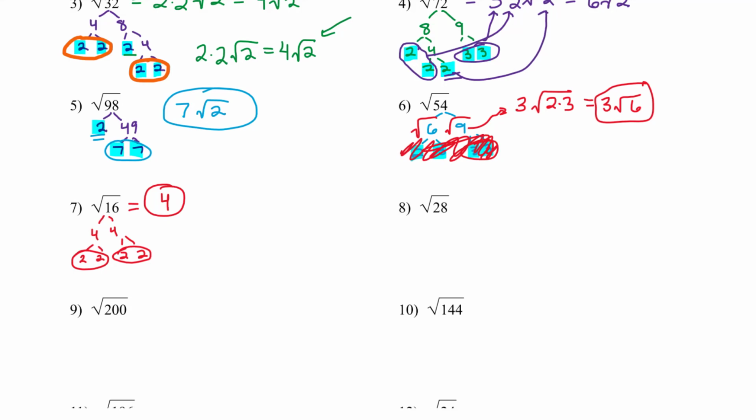Okay, I think the last one I'm going to do is this one, 28. So let's make a factor tree. And let's say, what are our pairs of numbers? We have a pair of 2's. And then our 7 is left over. So this would be 2 square roots of 7.